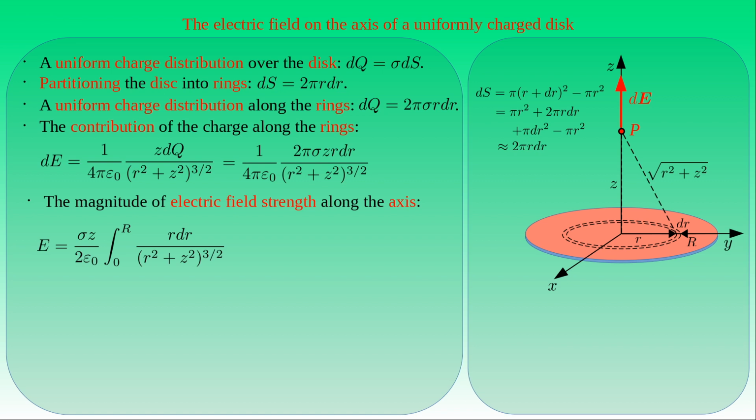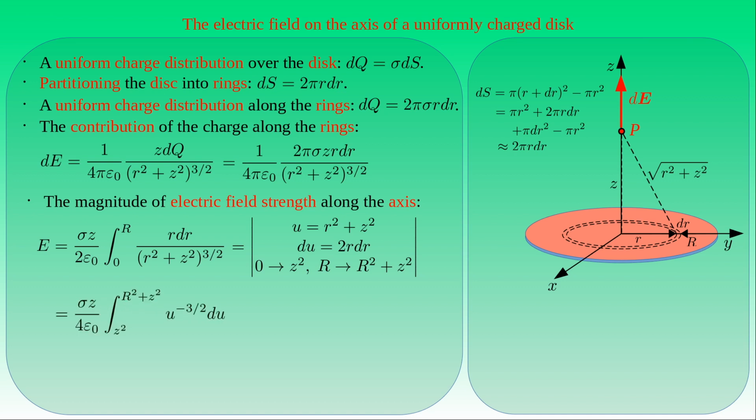We can change the variable of the integration by introducing the variable u for the expression r squared plus c squared, where the differential du is given by 2 times r times dr. The lower limit of the integration becomes z squared, and its upper limit will be the square of capital R plus c squared.